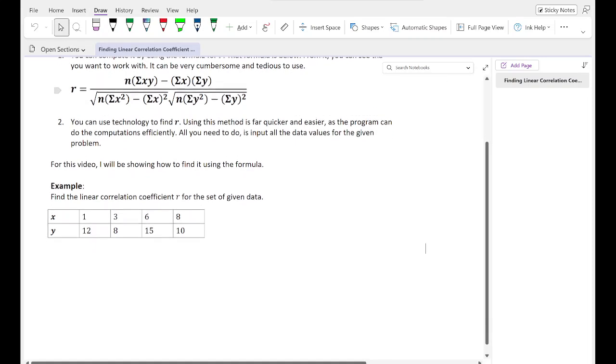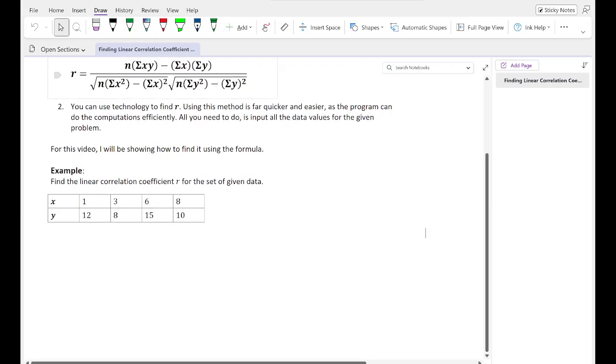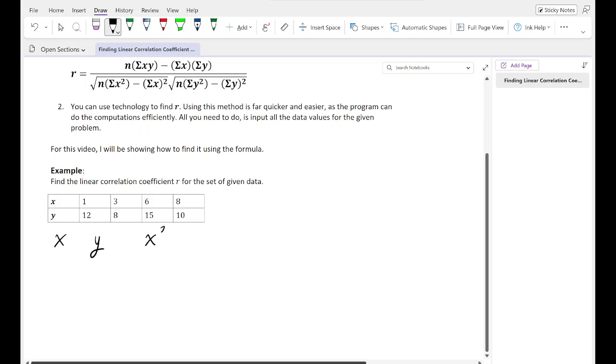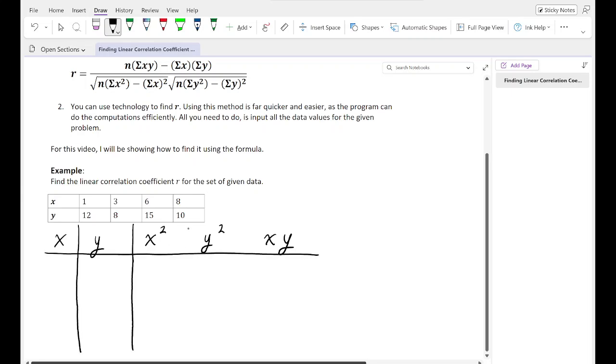I'm going to keep the formula right here, and we're going to find the linear correlation coefficient R for this set of data. It's a small set, but it's easier to do it this way. I'm going to start off by writing a table: x, y, x squared, y squared, and then x times y. So I draw my table out like so.